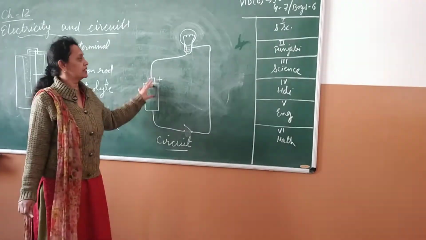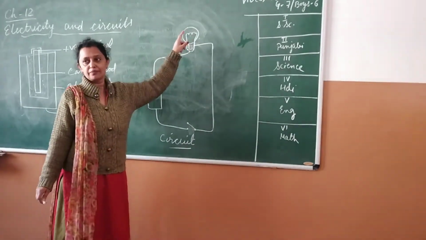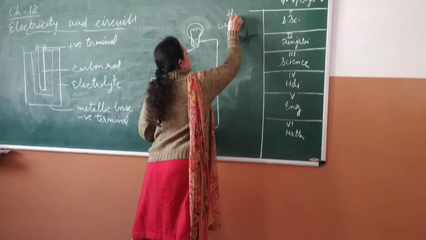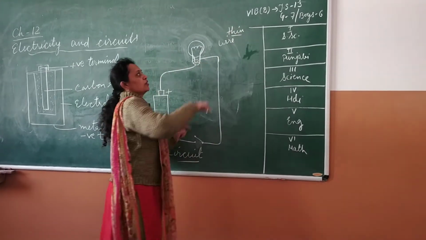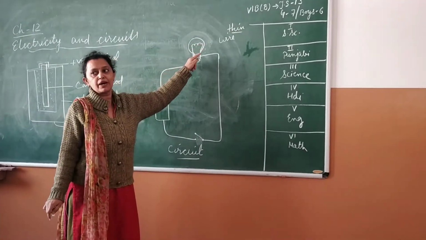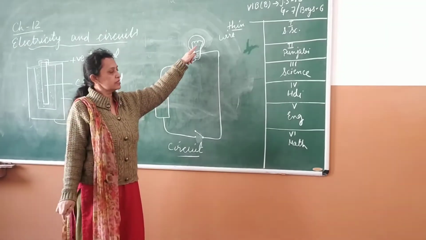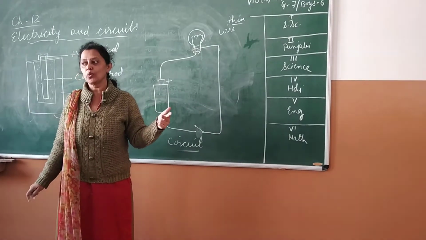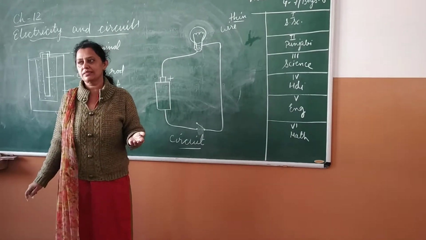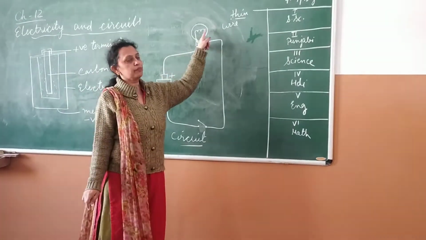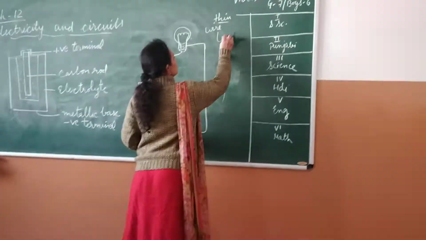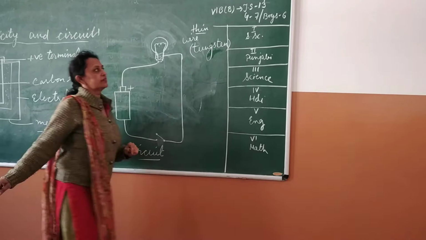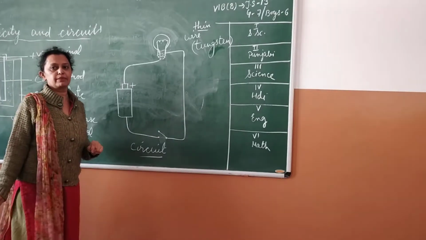Cell produces electricity. The filament is a thin metal wire which starts glowing when electricity passes through it. When current passes through it, it becomes hot, and it starts glowing. That's why we get the light. So what is filament? It is made up of thin wire. Which metal is used? Tungsten wire metal is used to make the filament of the bulb.